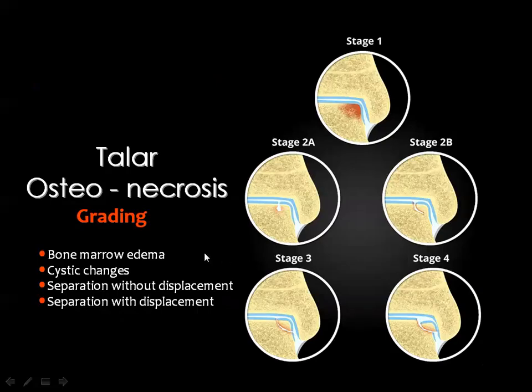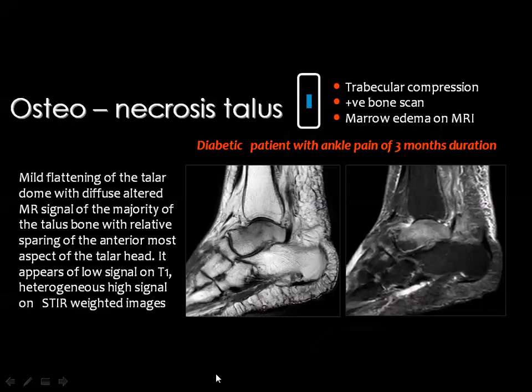The talar avascular necrosis is graded into 4 grades. Grade 1 is just a diffuse bone marrow edema of the talar bone. Grade 2 is cystic changes in the area of the dead bone. Grade 3 is separation of the dead bone without displacement. And grade 4 is displacement of the separated bone.